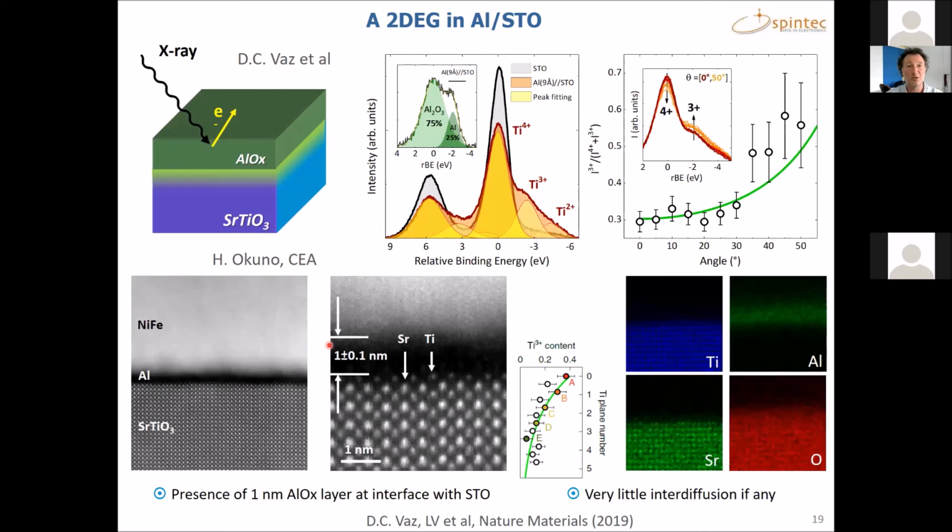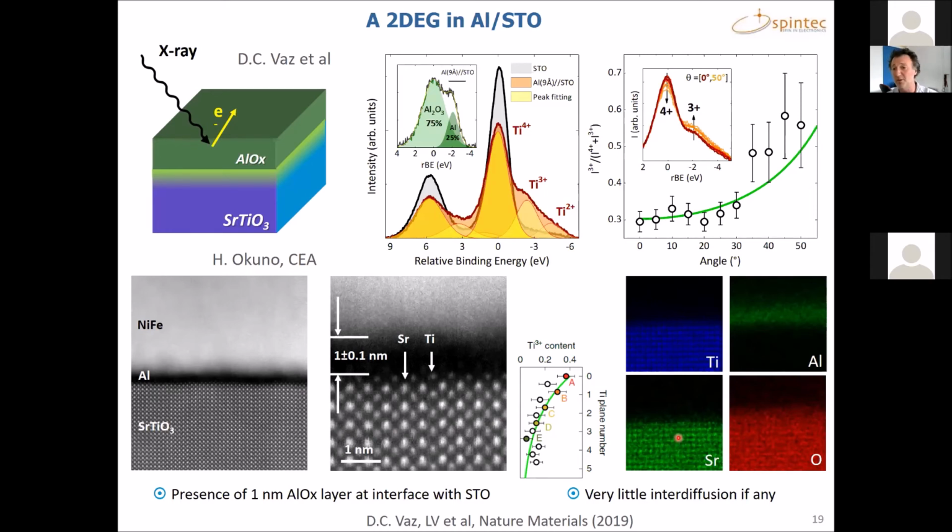So, still in collaboration with CNRS Thales and the work of Diogo Vaz, he has studied by XPS, as a function of aluminium thickness, how the different ratios of the titanium 4+, 3+, and 2+ states are evolving. We have also studied by TEM, EELS, and EDX how this deposition of aluminium changed the chemical state of titanium.